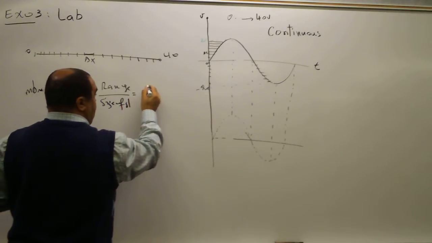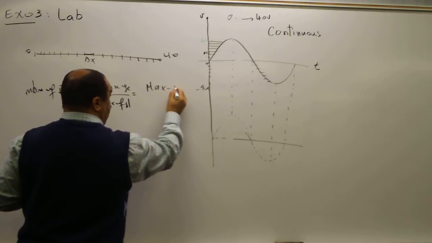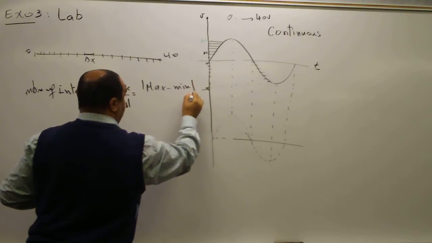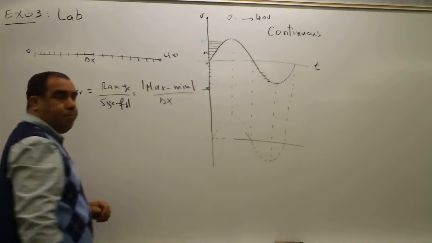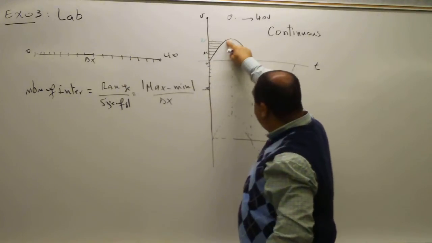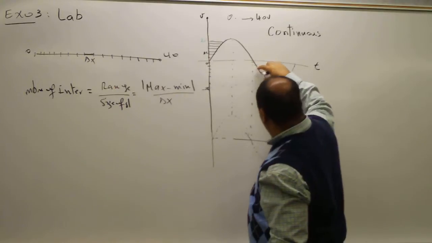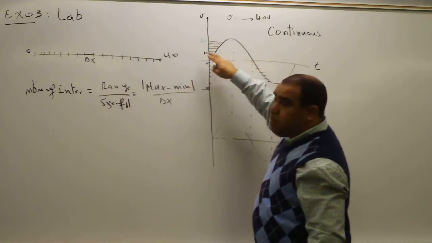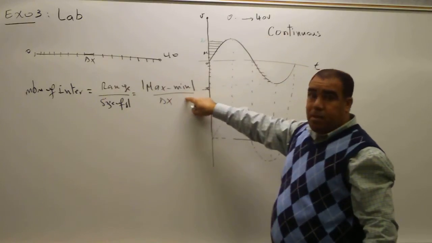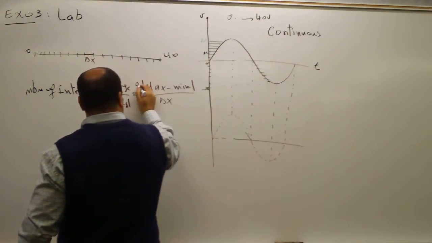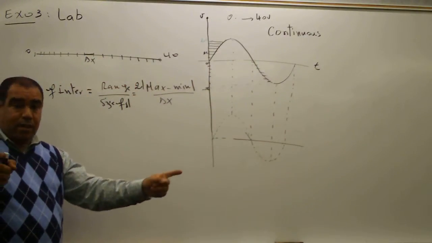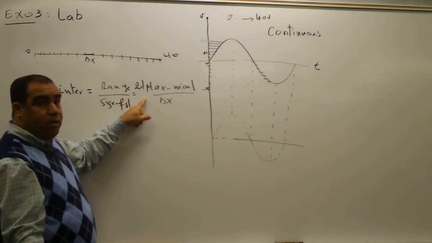So mathematically, I'm going to write max minus min, absolute value, of course, divided by delta x. Okay? But notice, when I go from 0 to max, I have 20. From 0 to min, I have also 20. But the period is twice because I'm left with this one and this one. So I have to multiply by 2 to find the number of intervals within one cycle. So I have to multiply by 2.